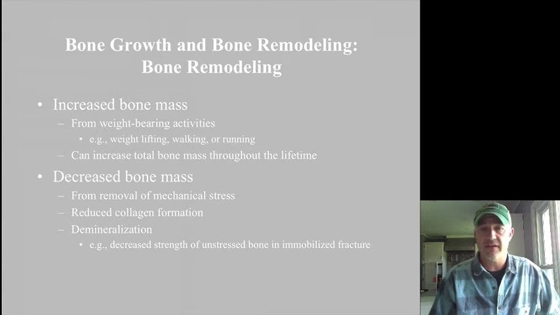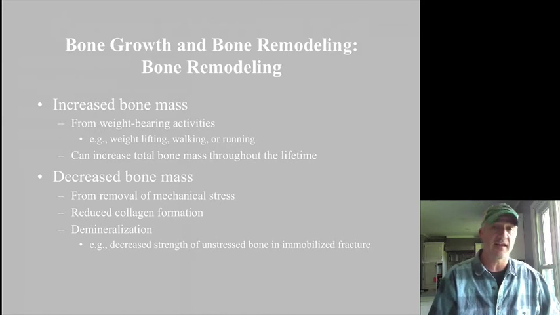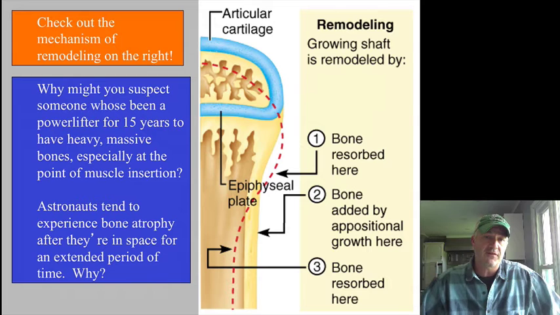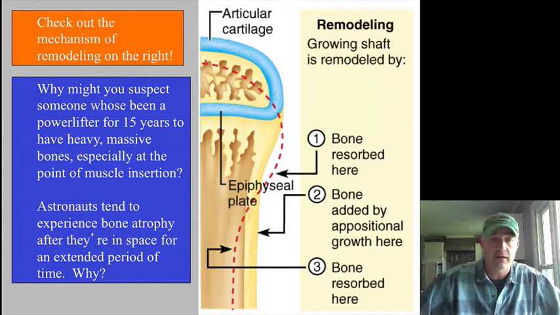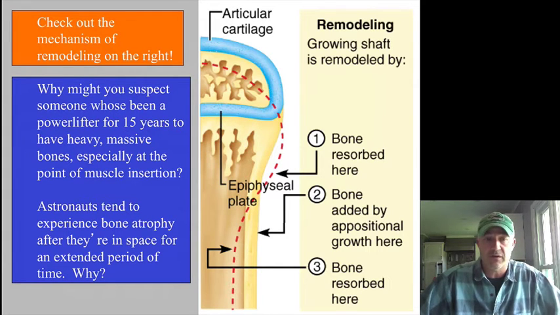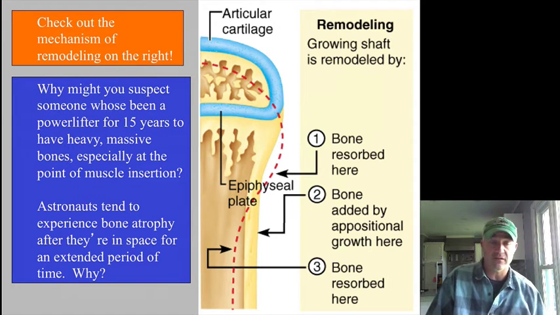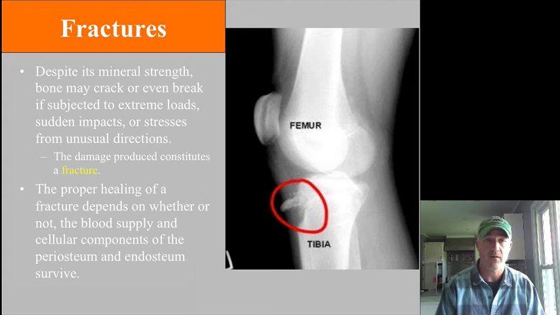And again, more weight-bearing activities will increase bone mass throughout life. When you don't have that mechanical stress, you get less bone mass and reduced collagen formation, which are all things that can make people more prone to fractures as they age. And like I said, if you were to look at a power lifter from 15 years of lifting weights, you would probably notice the differences in their bones versus somebody who hasn't done that. As well, if you're in space for an extended period of time, this is one of the issues with long-term space travel, because there are not as many forces being put on those bones. You have to come up with ways to get mechanical stress on those bones to maintain your bone density and your bone health.